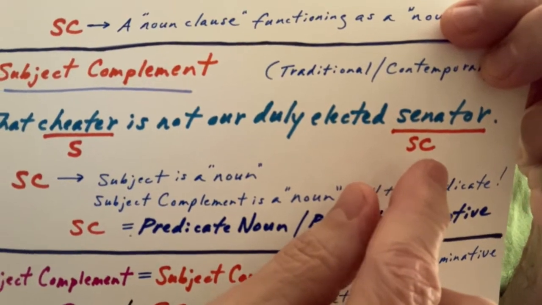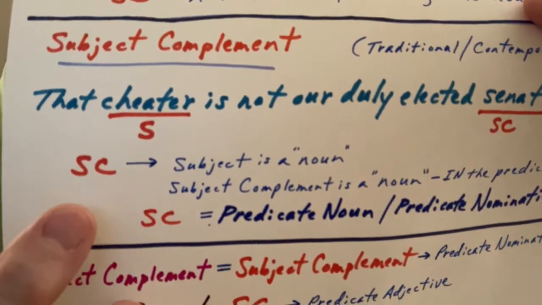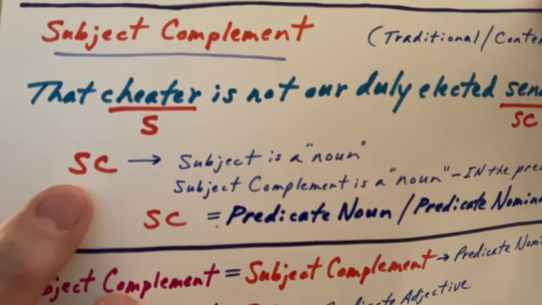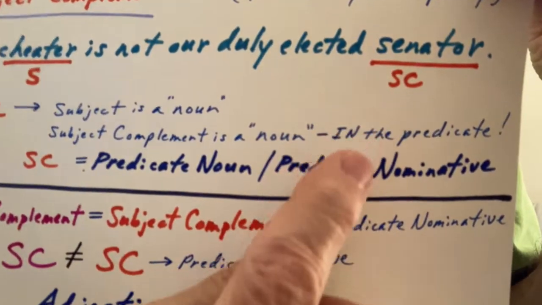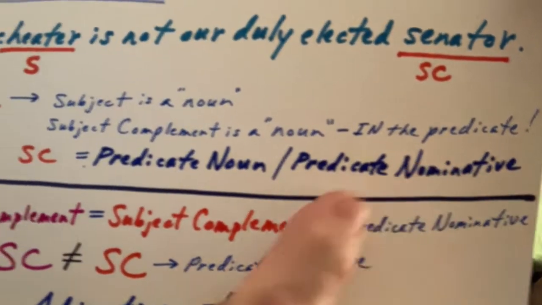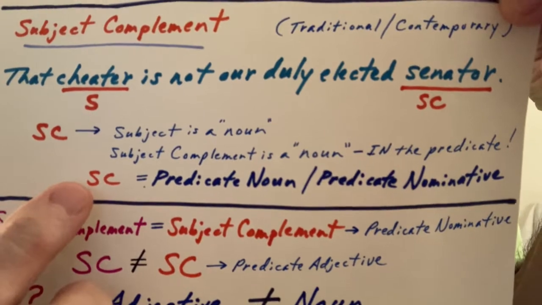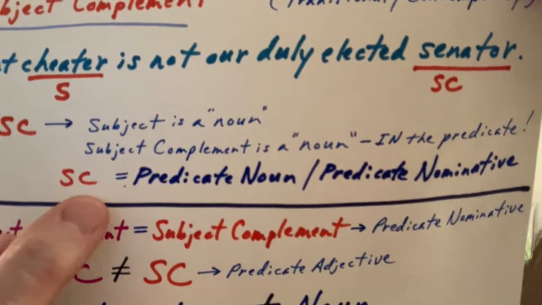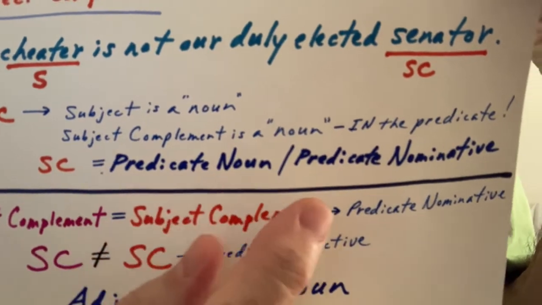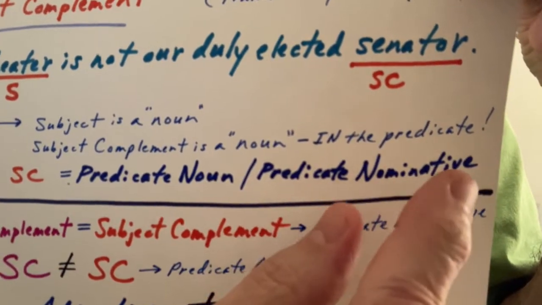And you'll find this in grammar books, okay? So you see here, the subject complement is a noun. The subject complement is a noun in the predicate. So what we have here is this subject complement in this traditional contemporary sense, a predicate noun, or you could call it a predicate nominative.